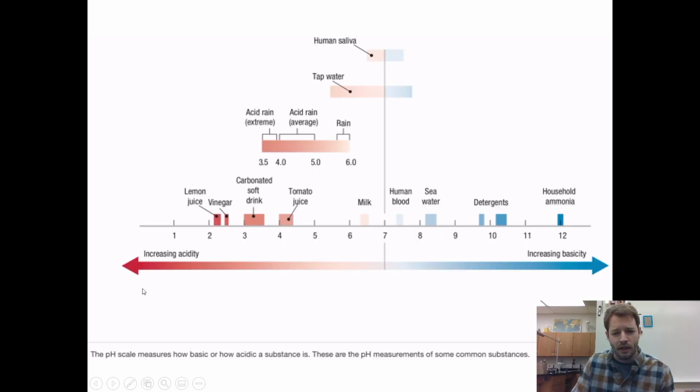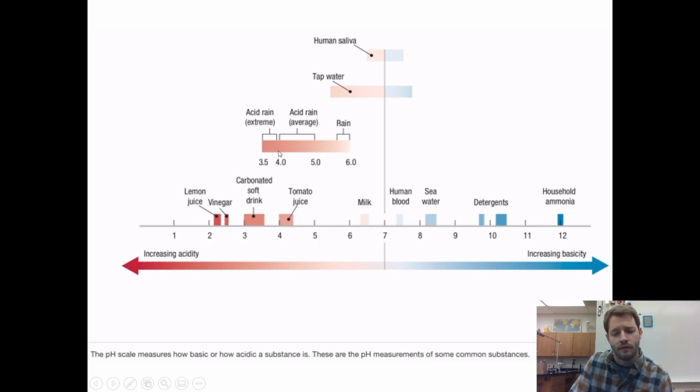You could see this is a pH scale. Anything lower than 7, shown in red on this chart, would be acidic. Anything greater than 7, shown in blue, would be basic or alkaline. And you could see rain, we have this little bar up here. Rain is typically 5.6, but it can be as low as 3.5. You can kind of see the different levels of acid rain here.